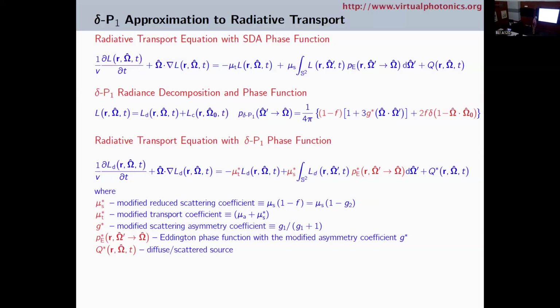And you get a modified g value, which is essentially the first moment of the phase function divided by 1 plus g1. Again, I don't want to bother you with the minutia, but the emphasis here is that the RTE with the delta P1 phase function has the exact same form as the RTE in the standard diffusion equation, but you're using just slightly altered optical coefficients. And as you'll see, this very small change leads to a dramatic improvement in the accuracy of your predictions.